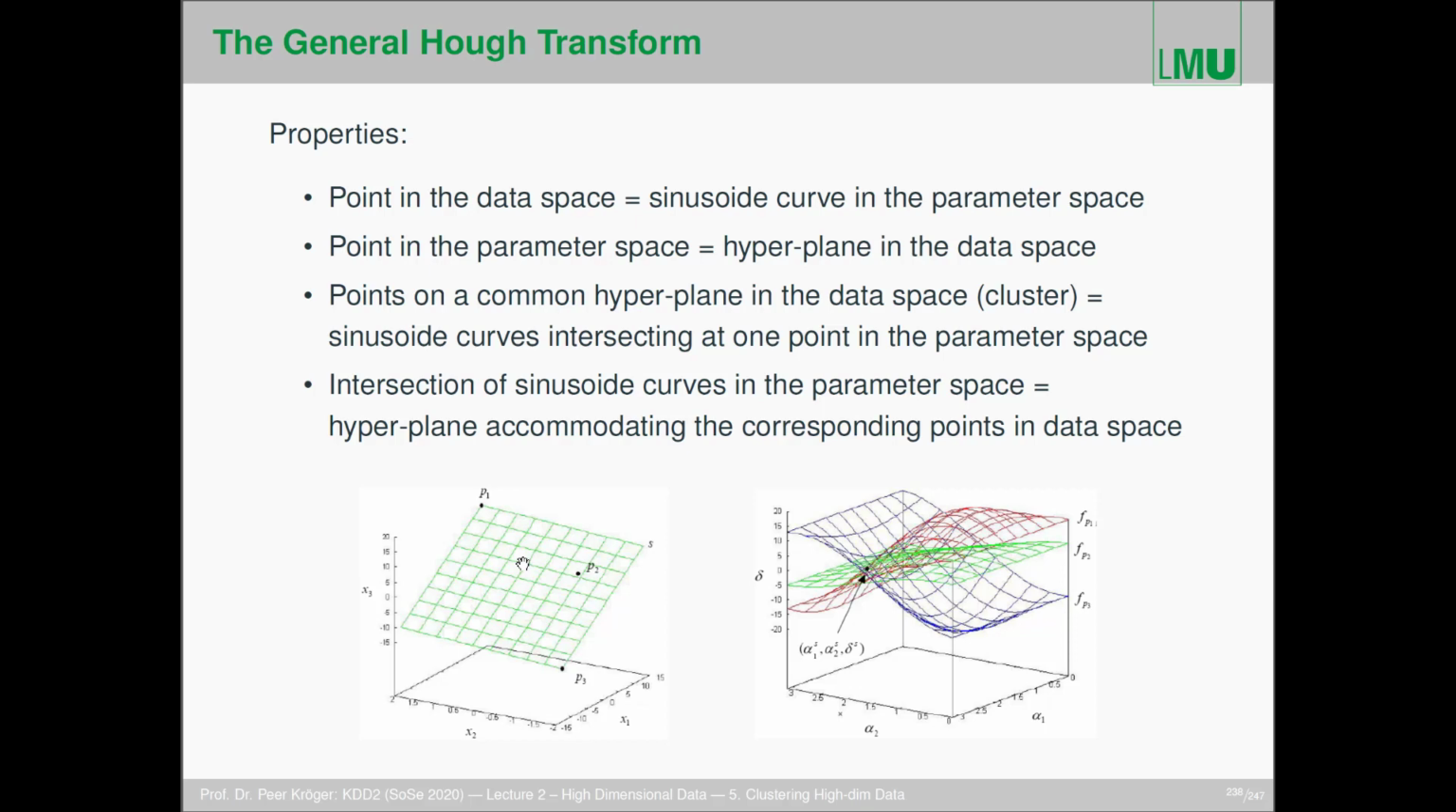Yeah. So what we need to look for if we look for clusters are intersections of sinusoidal curves in the parameter space, because those are hyperplanes that accommodate the corresponding points in the data space. Yeah? So now the idea is not to apply PCA or something like that, but to apply the Hough transform. So transform each point into the Hough space, yeah? And then look for intersection points. So points where a lot of curves intersect, they are clusters.